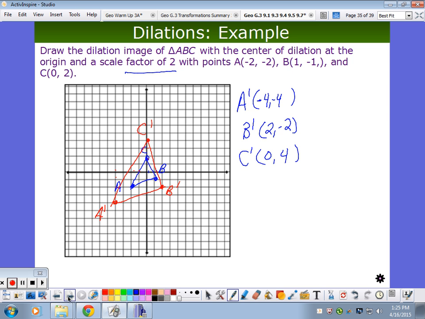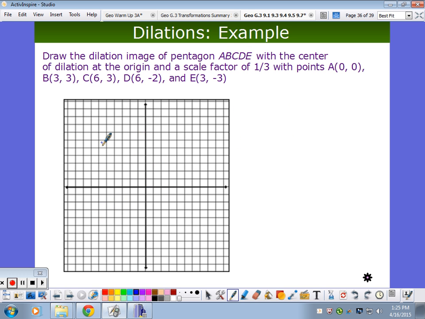Okay, next one. Let's look at the next one. This one, a pentagon. Oh, good. 5 points. All right, so I'm going to dilate a pentagon by a scale factor of 1/3. Really? All right, let's get the pre-image on there. So let's see. There's A. Just plotting my pre-image points. You should be doing that too. Those of you doing nothing, get busy. 6, -2.